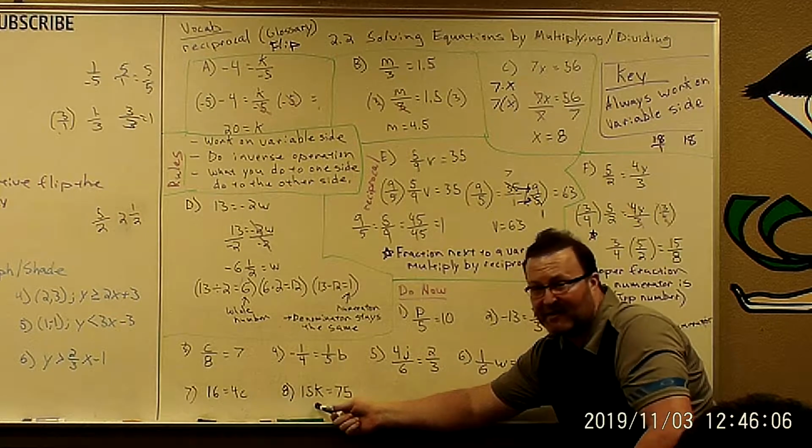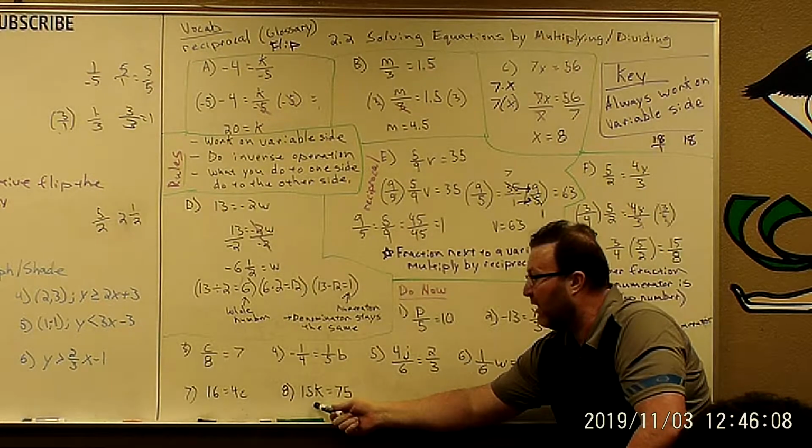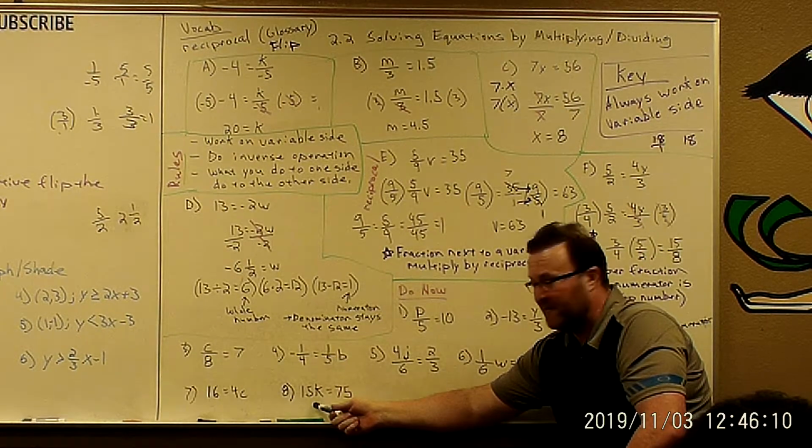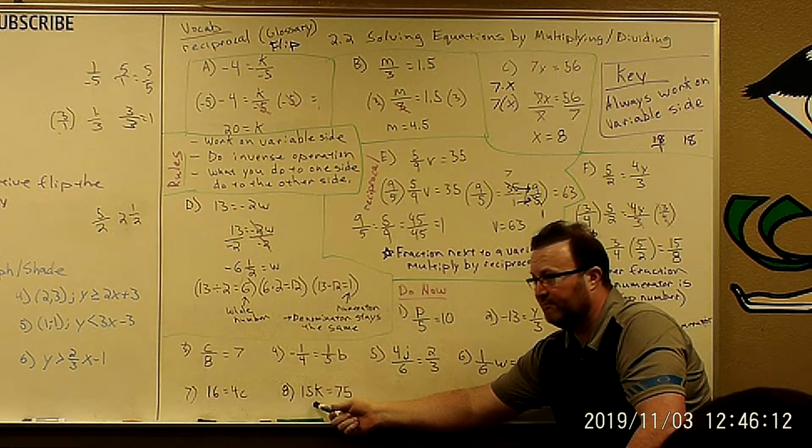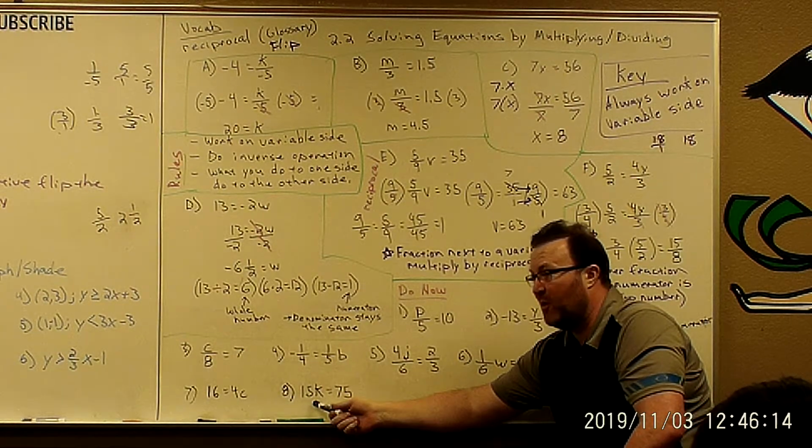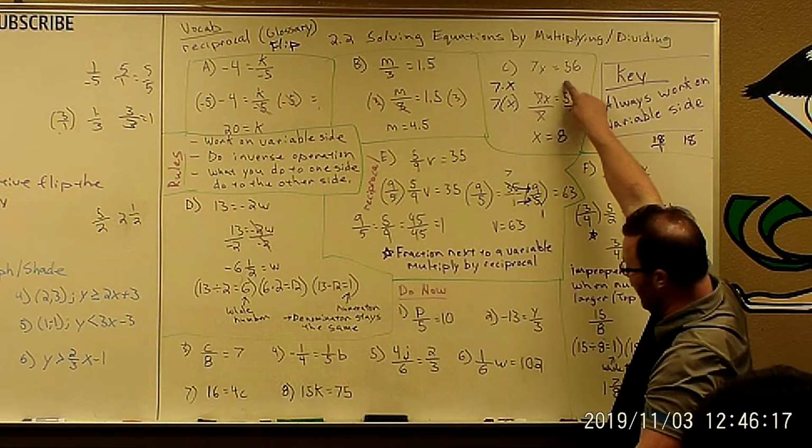What type of math is this? Multiplication. How do we solve this? Multiply. Put a 1 under. It's multiplying. How do we solve this one right here? Divide.